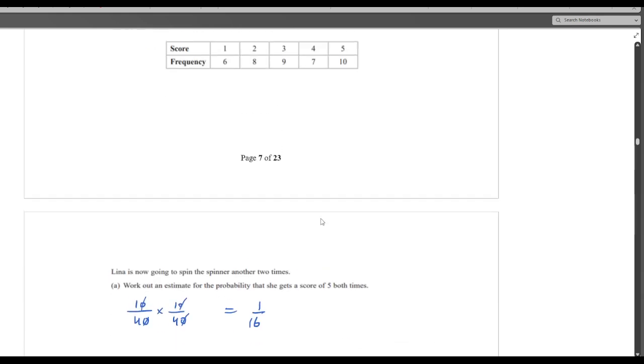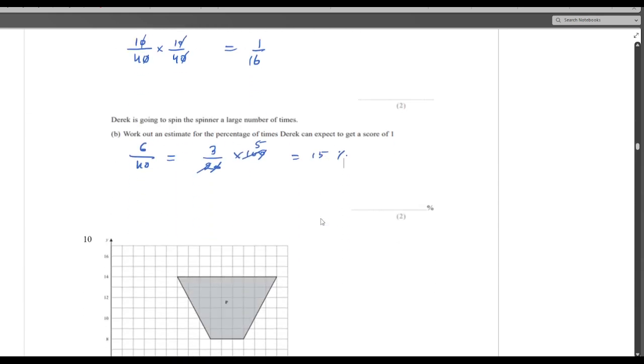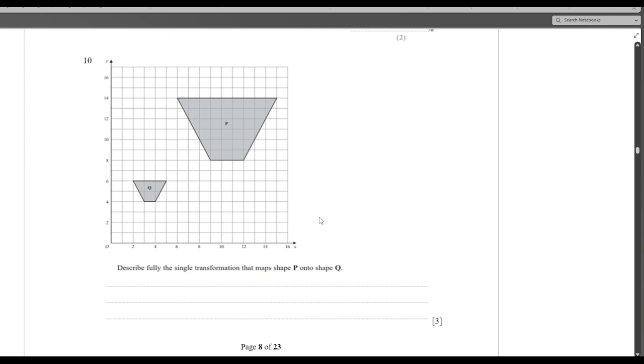Now the next question. The next question is the 10th question. Describe fully the single transformation that maps P onto Q. Now the first thing we can see is that this is a magnification.